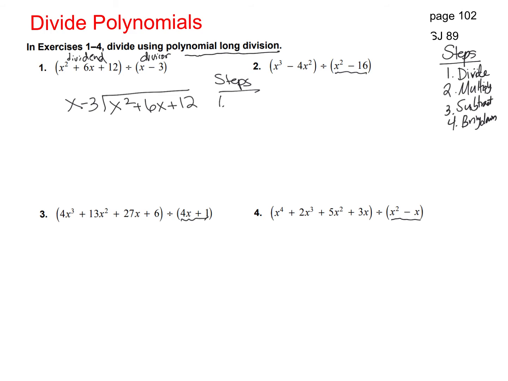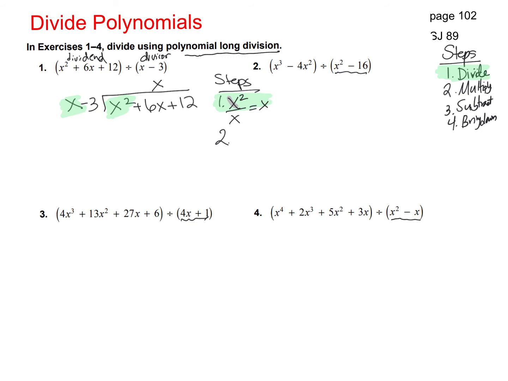Step 1, we're going to divide the first term of the divisor into the first term of the dividend. The first term of my divisor is x. The first term of the dividend is x squared. So x squared divided by x gives me the answer x. You put that answer above its like term, where you would generally put your numbers when you're doing long division. So you put it above 6x.